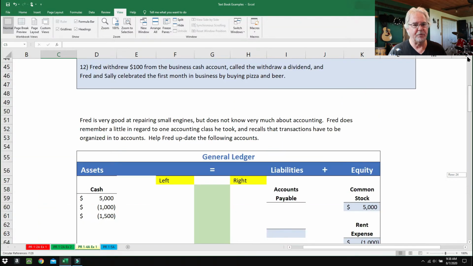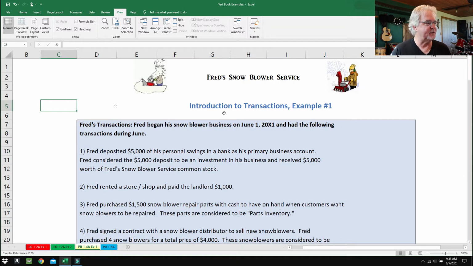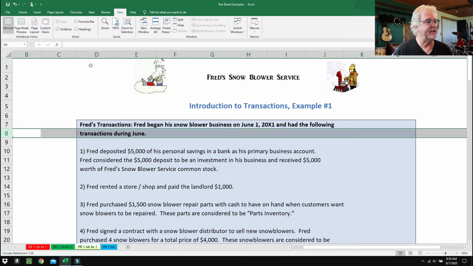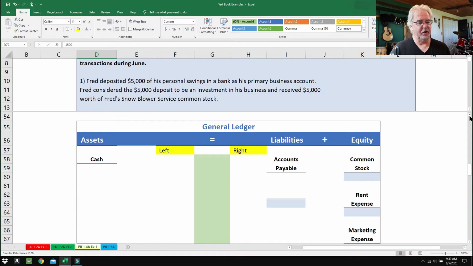So let's get rolling. What I'm going to do is split the screen so you can see what is going on. All right, everybody, I've got the screen all split and set. I've got the transactions on the top part of the screen, and the general ledger in the bottom part. So all we're going to do is take these transactions and post them into the general ledger. And this general ledger is set up as the accounting equation.